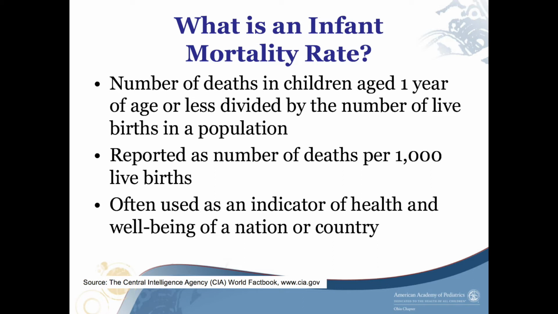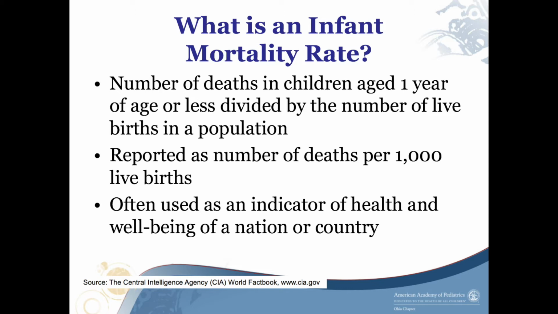By definition, an infant mortality rate, which I'll be referring to multiple times in this presentation, is the number of deaths in children aged 1 year of age or less, infants, divided by the number of live births in any given population. This is typically reported as a number of deaths per 1,000 live births. So, for example, 4.0 deaths per 1,000 live births, or 4.0, can be a country's or state's infant mortality rate. And we'll go through national and local data here shortly.